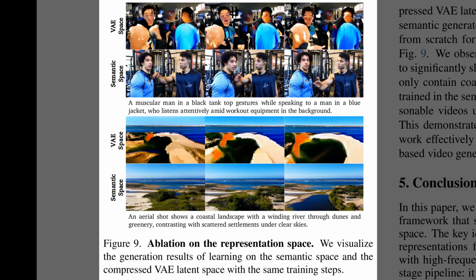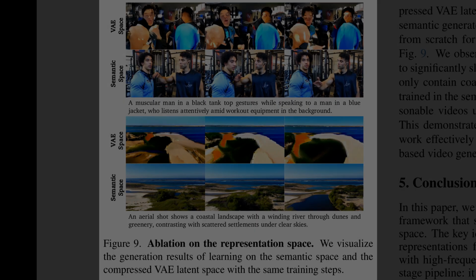Figure 9 shows that training a diffusion model in semantic space reaches usable video structure faster than training in V space. A semantic representation is a compact description of the scene, which is easier for the model to plan with than raw V latent tokens. The top block compares V space versus semantic space on a GIM interaction, and the semantic space row looks coherent while the V space row collapses into blotchy colors. The bottom block repeats that pattern on an aerial coastline scene.